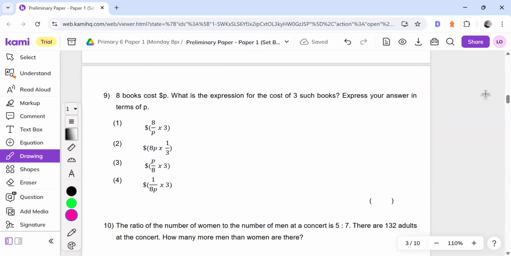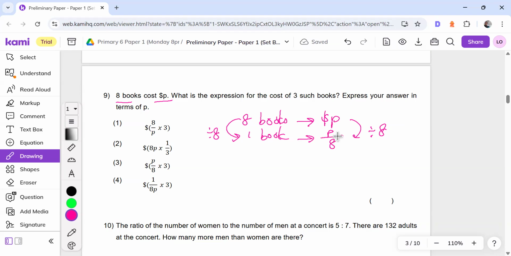Question 9. A book costs $P. So immediately what can I do? Without looking at the rest of the question, I can find how much is one book. If you don't know whether it is 8 divided by P or P divided by 8, never mind. 8 books, $P. You want to find one book, what do you do? Divide by 8. The other side also divide by 8. Then you understand that one book is actually P divided by 8. P over 8. That is how much is one book.